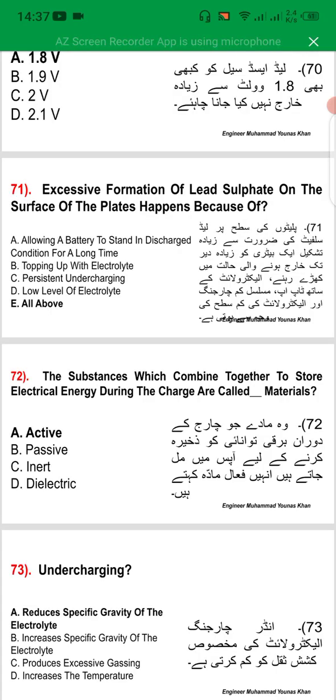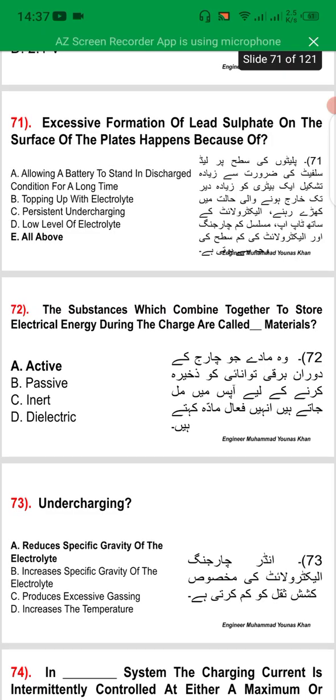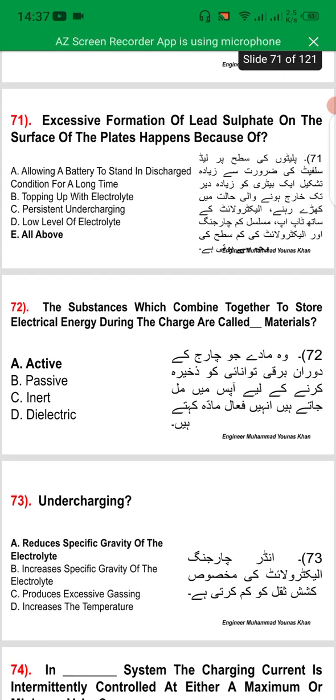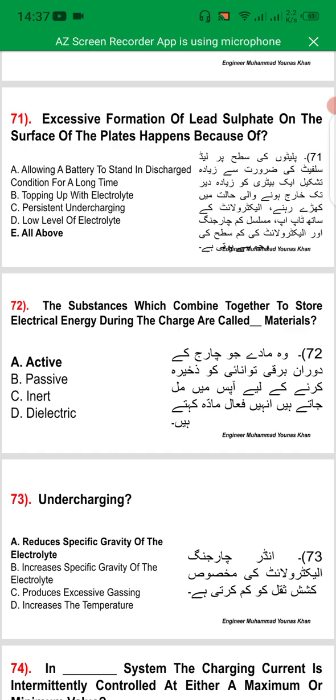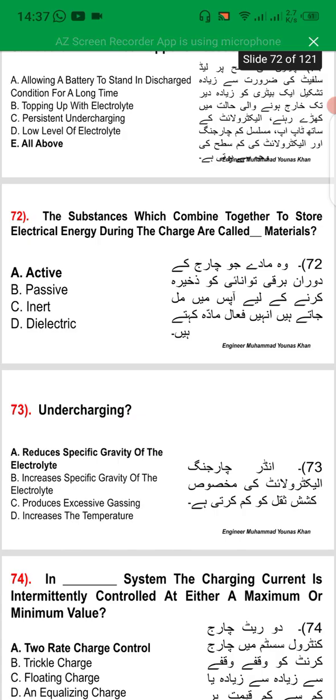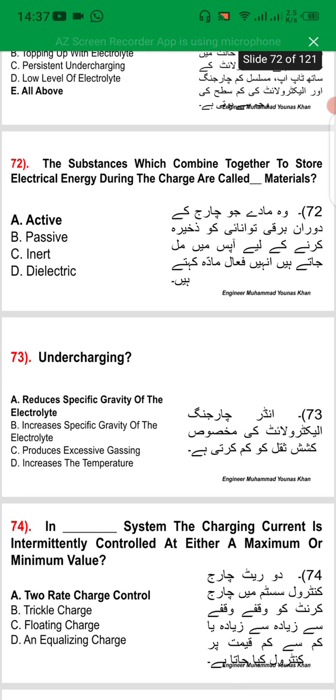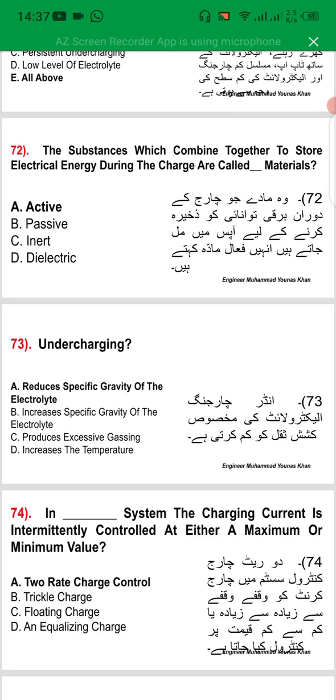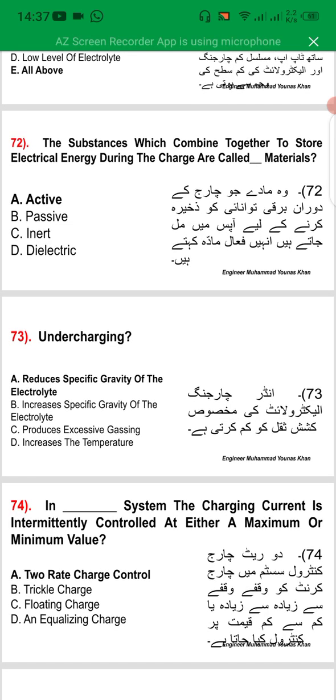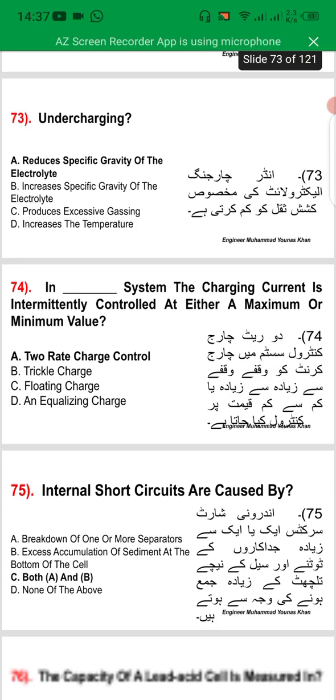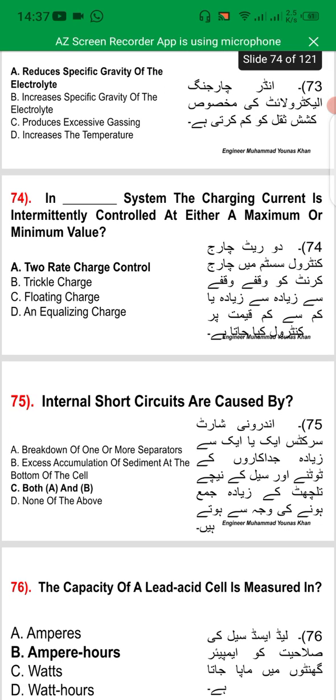Excessive formation of lead sulfate on the surface of the plates happens because of allowing a battery to stand in discharge condition for a long time. Topping up with electrolyte, persistent undercharging, low level of electrolyte. The substances which combine together to store electrical energy during the charge are called active material. Undercharging reduces specific gravity of the electrolyte.